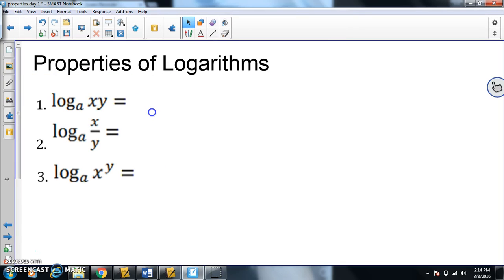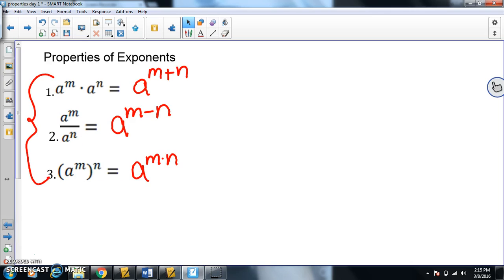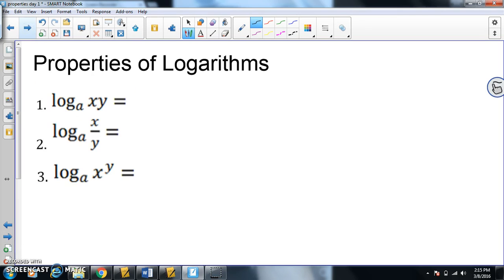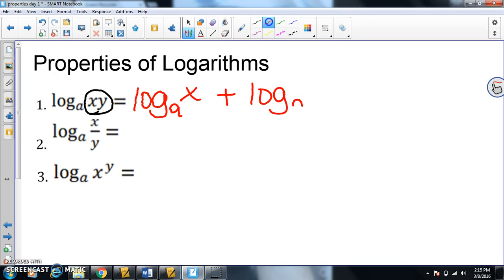So, when we have log base a of x times y, if we remember, when we had multiplication in our exponents, we then added them. So now when we have multiplication in our log, when we separate our log, we can then write it as log base a of x plus log base a of y.